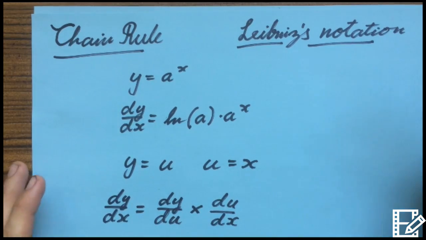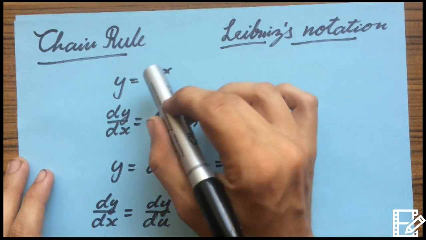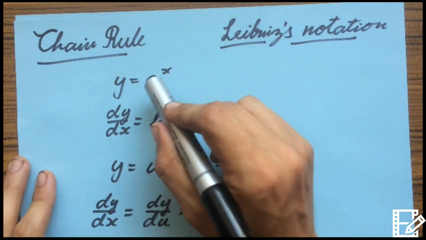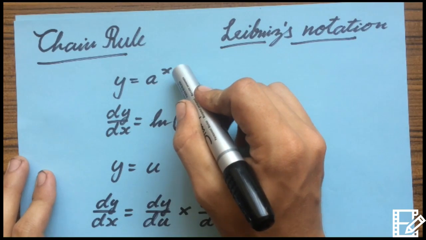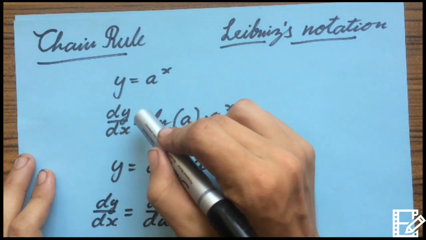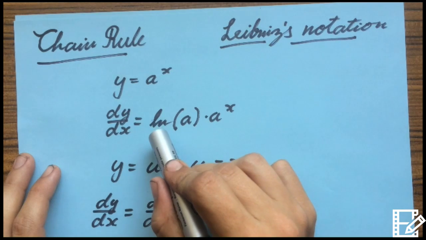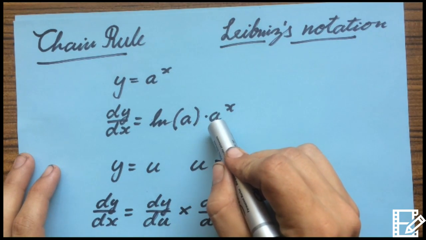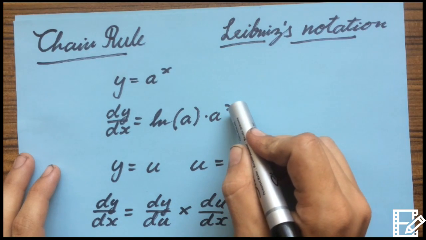So, here we have a function, and within this function we have a letter to the power of x. And when you derive said function, you get ln of that number multiplied by a number to the power of x.